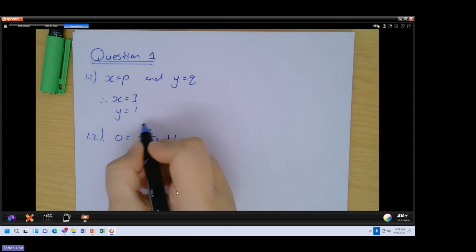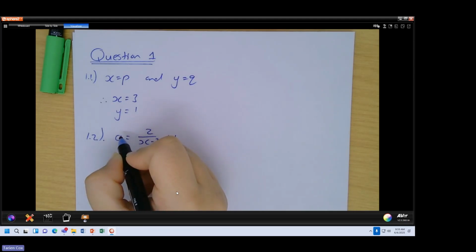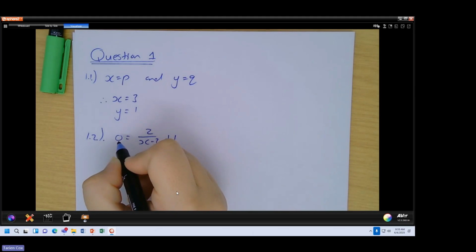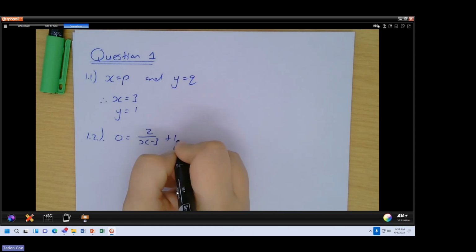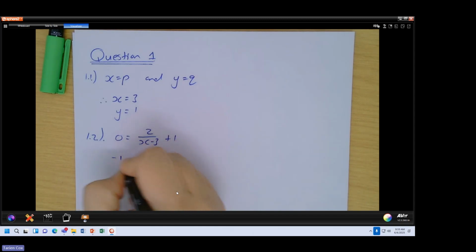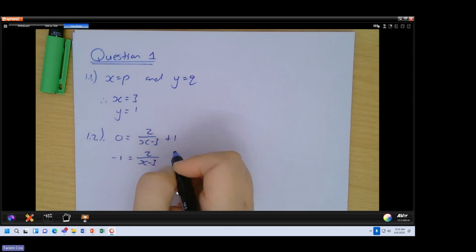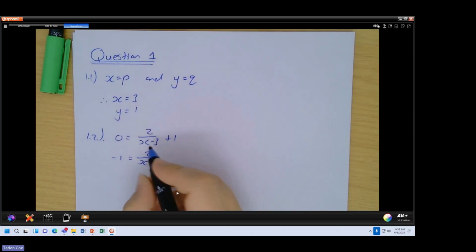But I can only do that if this is alone on this side, which means the plus 1 needs to go over. Second reason why I want to take the plus 1 over is because the x minus 3, when I multiply it with 0, then it disappears because it becomes 0. So when I say positive 1 carries over, it becomes negative 1 equals 2 over x minus 3. We know we actually subtract 1 on this side and we subtract 1 on the other side.